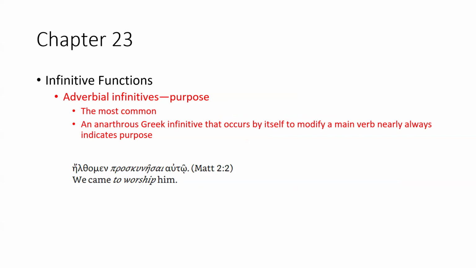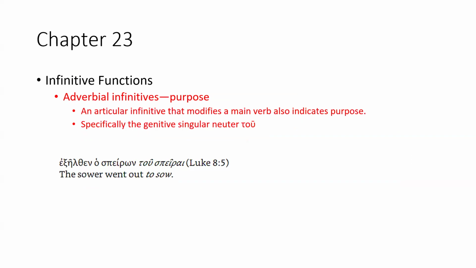So first function is purpose. This is the most common. An anarthrous Greek infinitive that occurs by itself to modify a main verb nearly always indicates purpose. Elthomen proskunesai auto, we came to worship him. An articular infinitive that modifies a main verb also indicates purpose, specifically the genitive singular neuter to. So, exelthen ho speiron tou speirai. The sower went out to sow. That was the purpose, and we see the genitive singular neuter tou there.